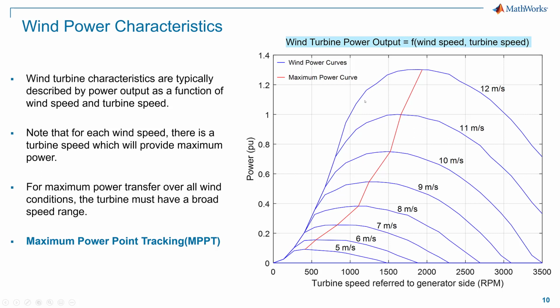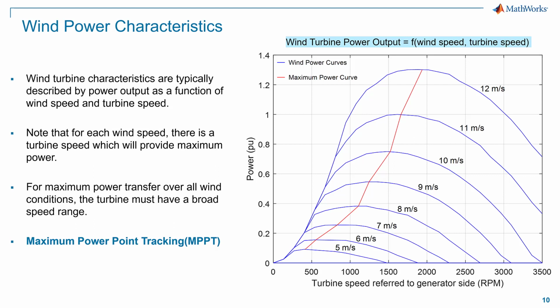Each blue line represents one wind speed, and for a given wind speed, we can have a turbine speed that generates the maximum power. Therefore, for each wind speed, we can have this rate curve, which is for the maximum power generation. For the wind turbine design, keeping it operated on this rate curve is important to generate the maximum power over all the wind speeds. And this is called maximum power point tracking, MPPT.